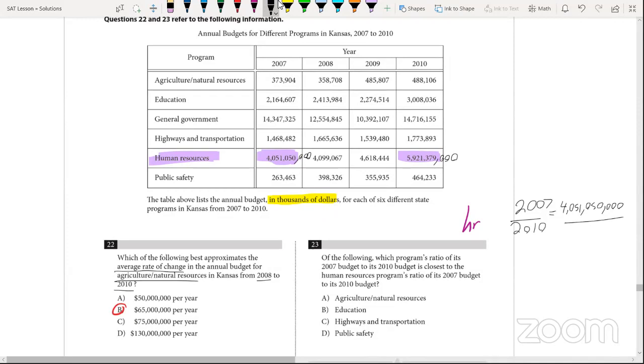4,051,050,000. Maybe this is a good moment to remind you that we recommend using a TI-84 calculator or similar graphing calculator as long as it's allowed on the SAT, because with these giant numbers, you're going to want a calculator that can handle that. So that number divided by 5,921,379,000. And what do we get when we divide those out? Generally, it's looking like 4 divided by 5.9. And that's going to be something in the range of 0.67 or 0.68.